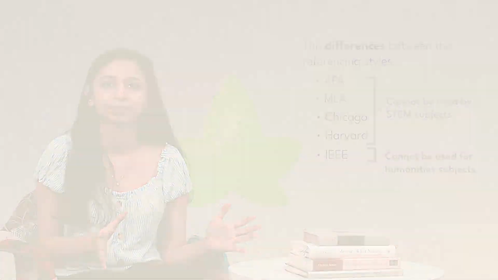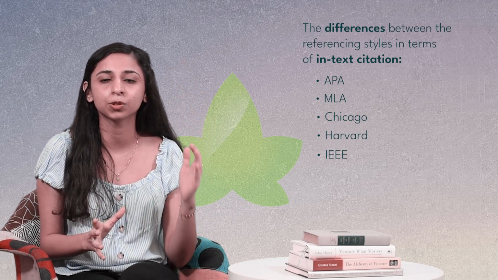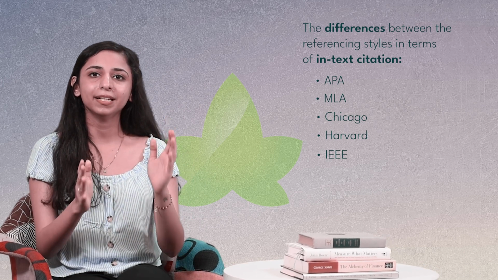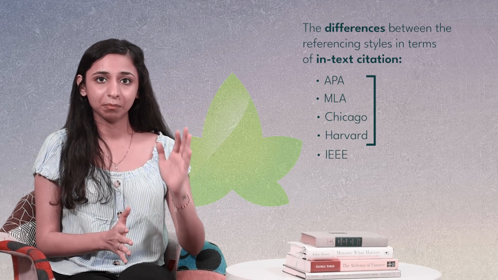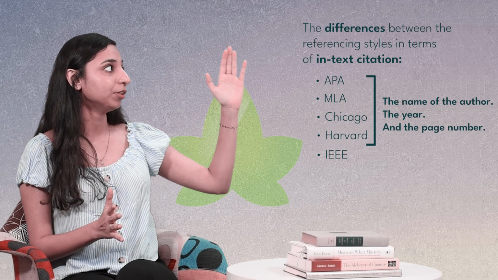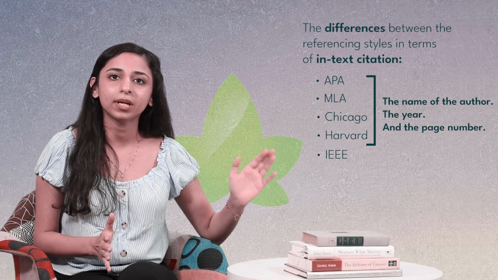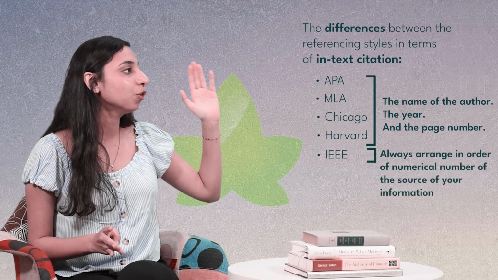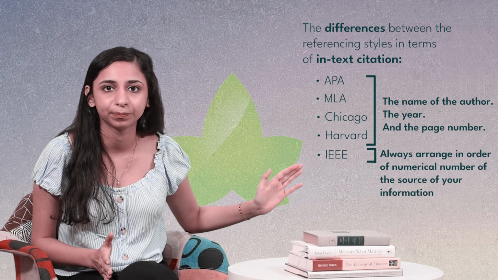The major difference between these referencing styles is that IEEE cannot be used for social sciences and humanities subjects and vice versa. Now let's discuss the differences that exist in these referencing styles on the basis of in-text citation and referencing list. In in-text citation, for APA, Chicago, MLA and Harvard, you always mention the last name of the author, the year and the page number. Whereas in IEEE, you always mention the numerical number of the source that you picked information from.